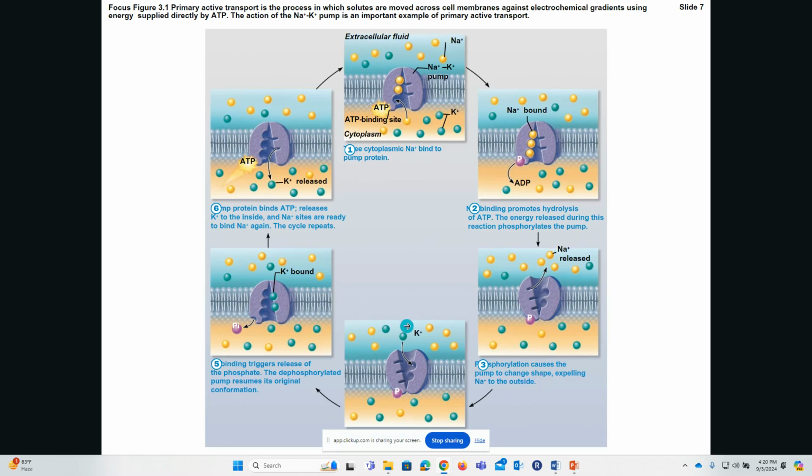Then it binds to potassium, and once those 2 potassium bind, it lets go of that inorganic phosphate that it was holding onto, and that initiates another shape change, so now the protein's open to the inside of the cell again. And that's going to allow it to release its 2 potassium and then start everything over again by binding ATP.